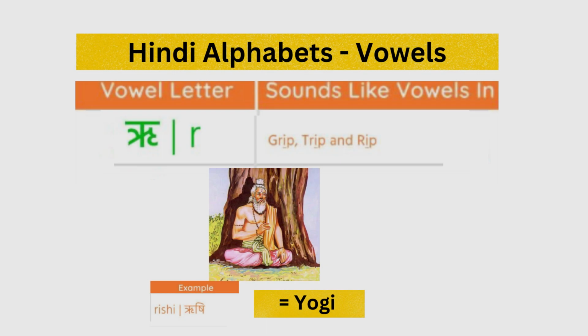The seventh vowel in the Hindi alphabet is Ri. It is similar to how you pronounce vowels in words like grip, trip, and rip. It is derived from the Sanskrit language into the Hindi alphabets and has very limited use in Hindi vocabulary. It is still good to know. The Hindi word rishi, which means yogi, starts with the letter Ri.